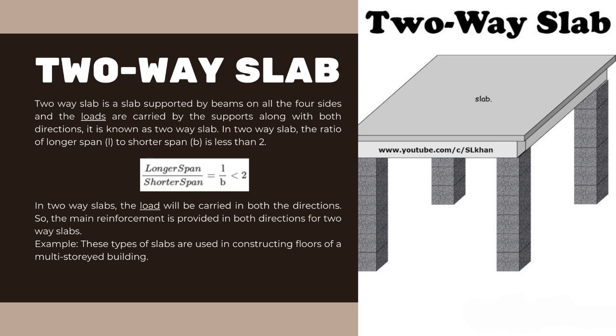Two-way slab. A two-way slab is a slab supported by beams on all four sides, and the loads are carried by the supports along both directions. It is known as a two-way slab. In a two-way slab, the ratio of longer span L to shorter span B is less than 2. In two-way slabs, the load will be carried in both directions. So, the main reinforcement is provided in both directions for two-way slabs. Example: these types of slabs are used in constructing floors of a multi-storied building.